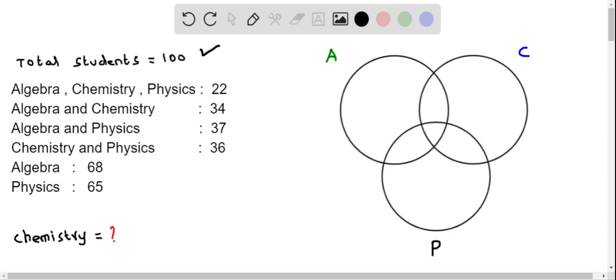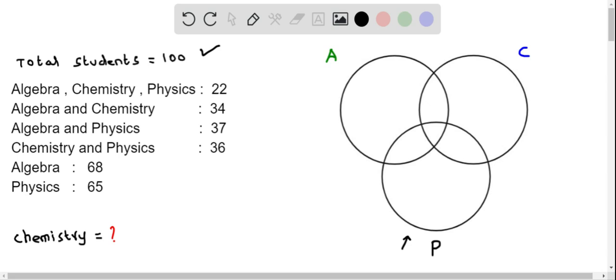physics. So first, let's understand this Venn diagram. Here we have to construct three circles, each for a subject. That is, the first circle represents algebra, and the second circle, or the right circle, represents the subject chemistry, and the circle at the bottom represents the subject physics. So let's use this information and fill up this Venn diagram. And once we fill this Venn diagram, we can determine the number of students who have taken the subject chemistry.